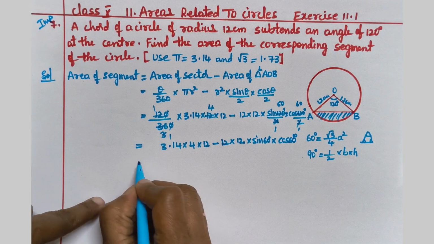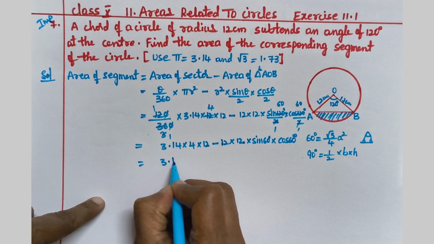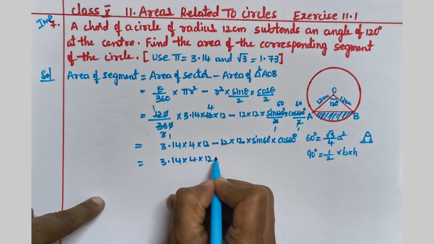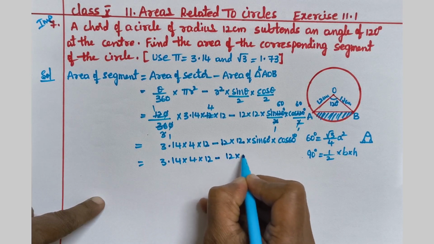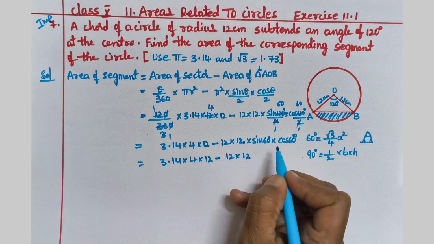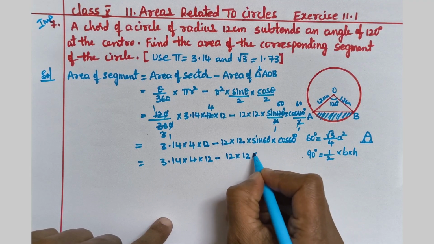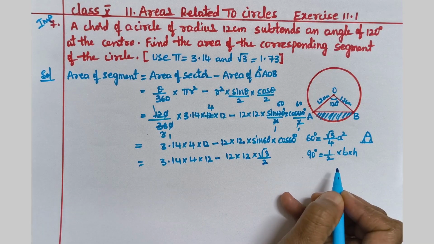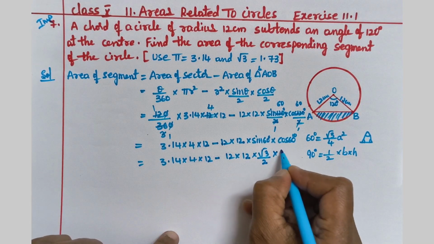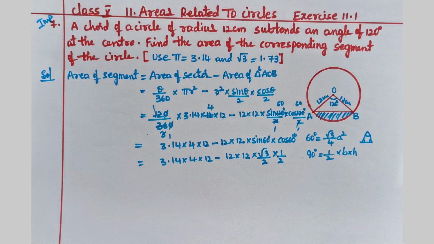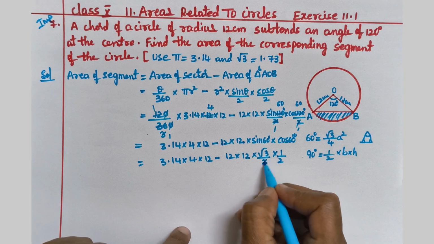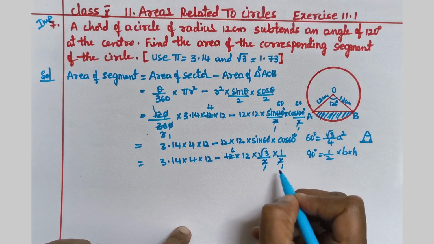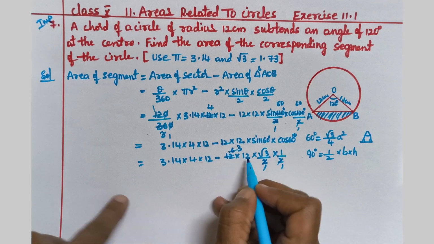Now see here, 3.14 into 4 into 12 minus 12 into 12 into sin 60. Sin 60 value is root 3 by 2. Cos 60 is 1 by 2. Now any cancel chances? 2 ones are 2, 2 sixes are 12. Next 2 ones are 2, 2 threes are 6. What is the remainder?